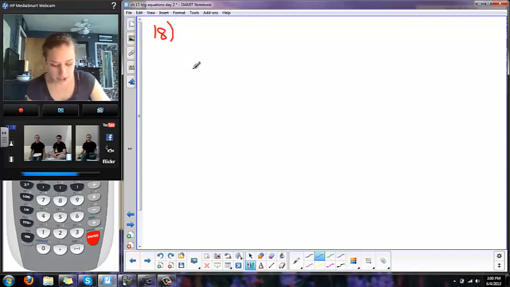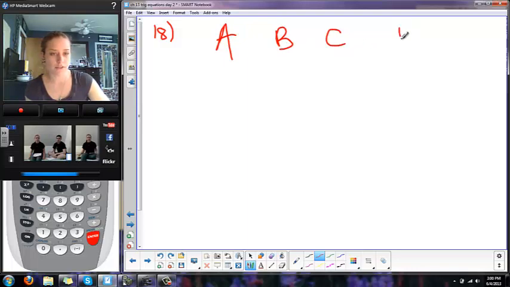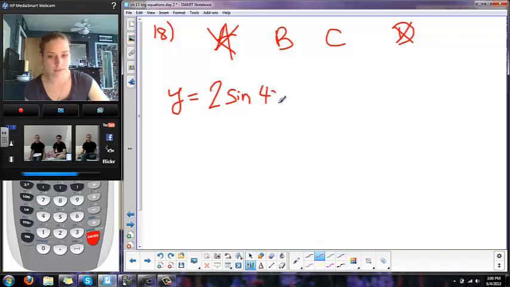The graph of which function has an amplitude of 2 and a period of 4 pi? So if I'm looking at all my answers, A, B, C, and D, the fact that they said an amplitude of 2 lets me cross off A and D automatically, because both of those have a 4 out front. So those are clearly not the right answer. So we are left with two different answers. Y is equal to 2 sine 4x and y is equal to 2 sine 1/2 x.